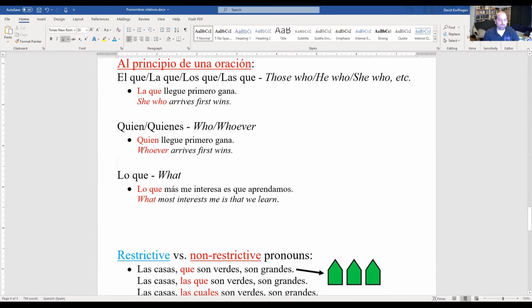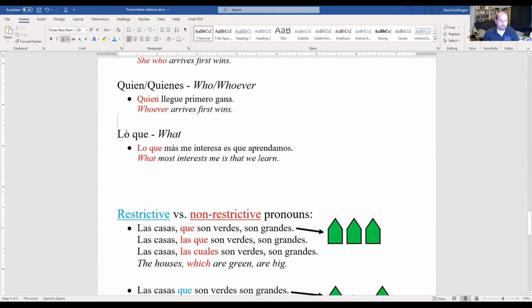Whosoever wins, whosoever arrives first wins, and maybe another option. And then lo que at the beginning, right? Lo que más me interesa es que aprendamos. What interests me is that we learn, right? What most interests me is that we learn. The thing that most interests me is that we learn.